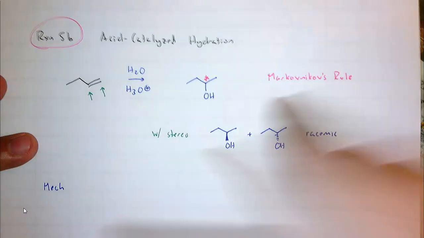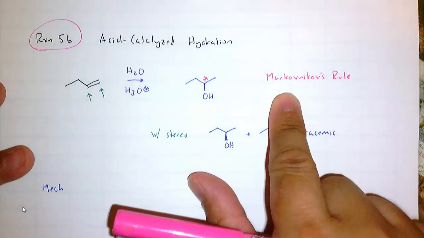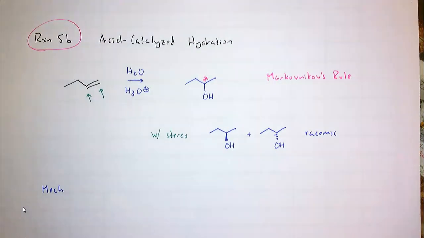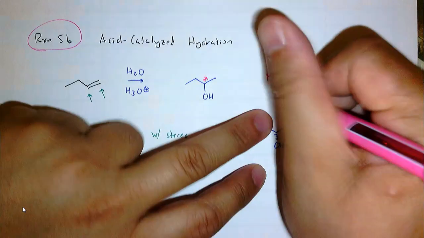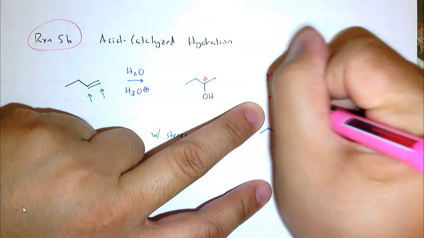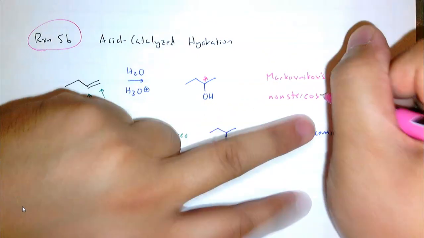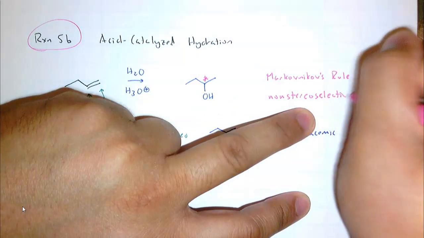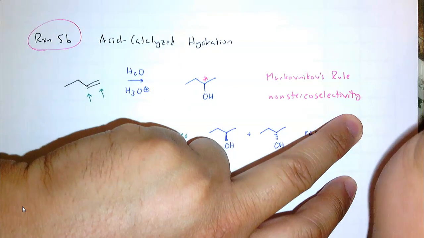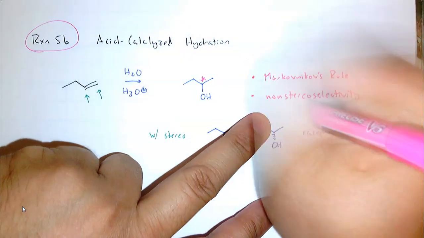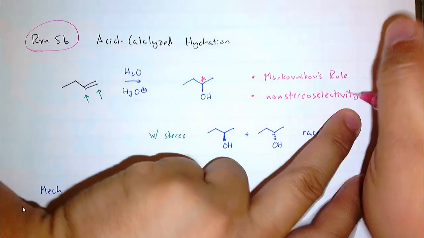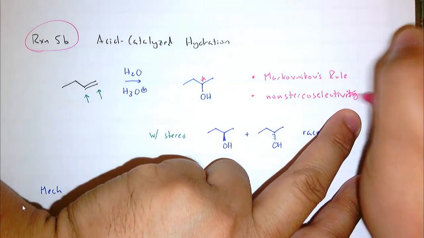2020, guys. Markovnikov's rule, and let's see what else. Oh, not stereoselective, or non-stereoselective. I'll use non-stereoselective. So what does that mean? Non-stereoselective, with an E.